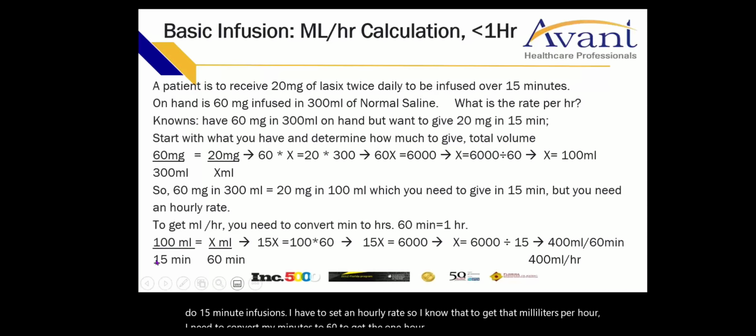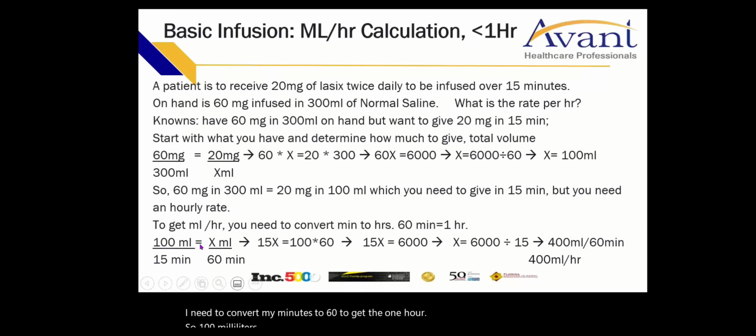So 100 milliliters in 15 minutes is equal to X milliliters in 60 minutes. When I cross multiply and solve my equation, I end up with 400 milliliters per hour, right? 400 milliliters in 60 minutes, because 100 times 60 is equal to 15 times X.